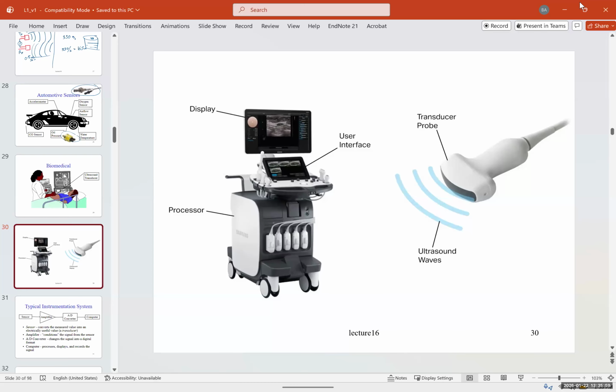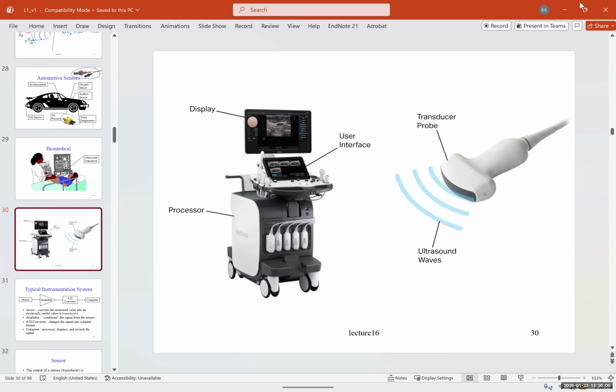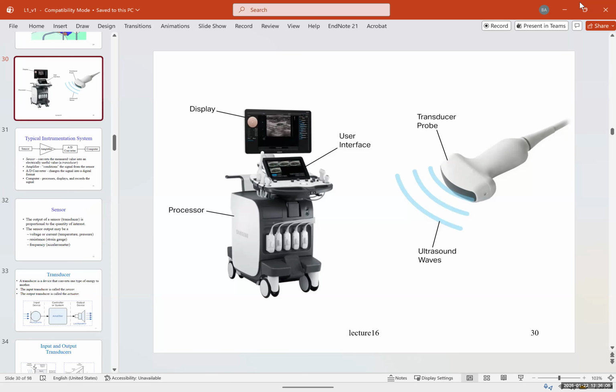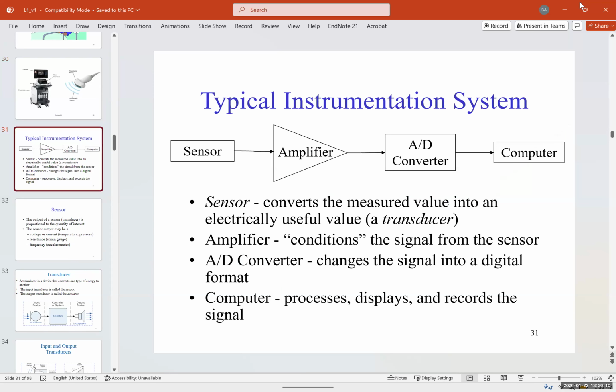But if you want to continue with a graduate degree in different fields, there's a lot of opportunity in medical and biomedical devices fields, and very high-paying jobs as well. So this is a typical instrumentation system and how it looks.